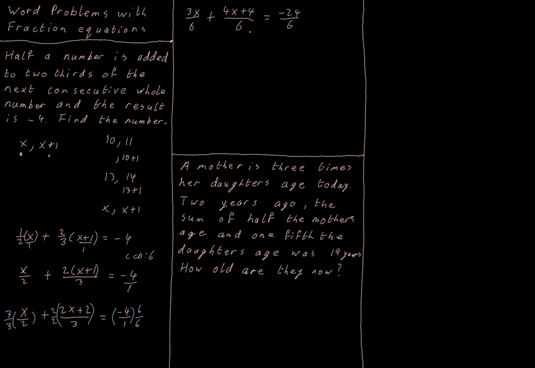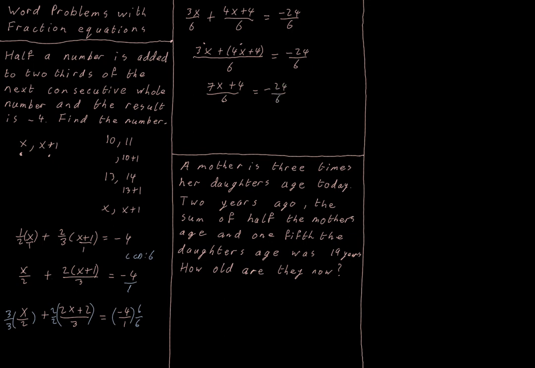Now we have everything over 6, we are able to compare like with like. So we're able to add up our numerators, and this is adding all of the top line. It's a plus in this case, so we don't really need to worry about changes of sign. But we can put it in brackets so that we're thinking clearly about what we're doing. So we end up with like terms added up here. So we have 7x plus 4 all over 6 is equal to minus 24 all over 6.